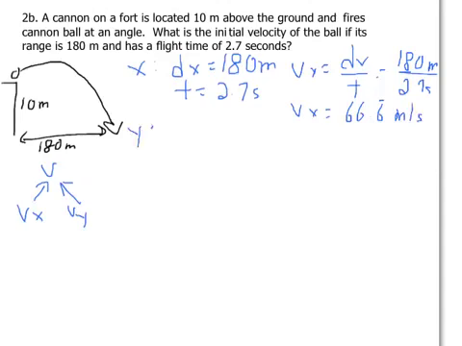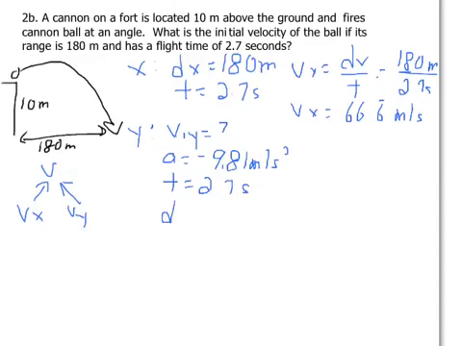In the vertical direction, once again, we need to find v1y. And because it's now in the vertical direction, we know this object is undergoing acceleration due to gravity. So acceleration is negative 9.81 meters per second squared. Our flight time is 2.7 seconds. And we also need to know that the ball at the end of the day will fall a distance of negative 10 meters.